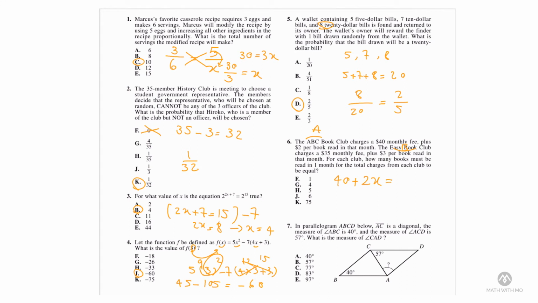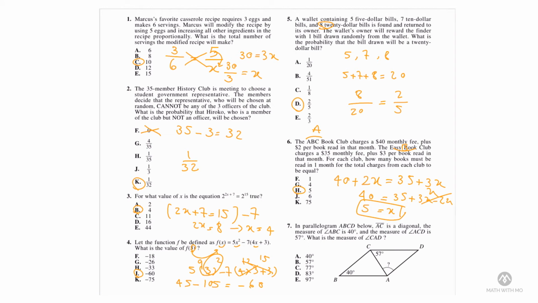This should be equal to the other club, which is $35, but $3 per book. Now you find x. You can see when they're going to be equal. So you subtract 2x from both sides of the equation, so 40 will be equal to 35 plus 3x minus 2x, which is x. Then you subtract 35, then it's going to be 5 equal x. So x is 5. So 5 books.